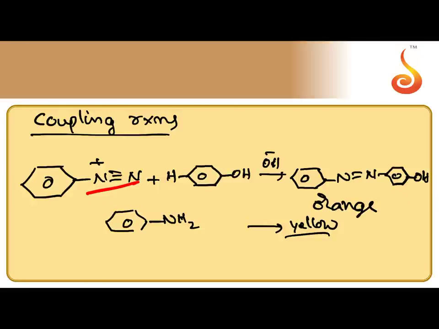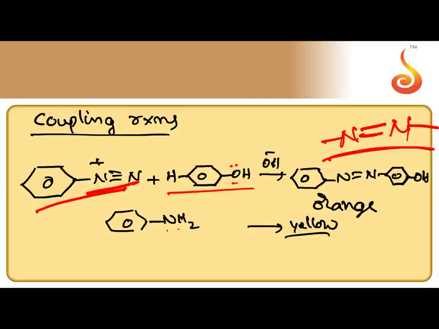Coupling reactions. It acts as an electrophile. And when benzene diazonium salt is reacted with benzene containing electron donating, ring activating groups like OH, NH2, what happens? Two rings get attached with each other through an N=N bond. Such types of compounds act as dyes, organic dyes.